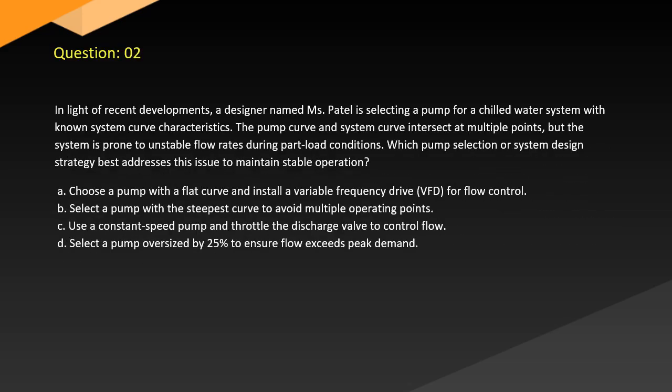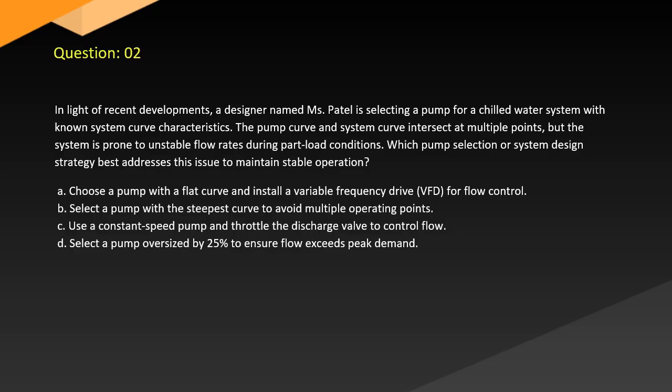Question 2. A designer named Patel is selecting a pump for a chilled water system with known system curve characteristics. The pump curve and system curve intersect at multiple points, but the system is prone to unstable flow rates during part load conditions. Which pump selection or system design strategy best addresses this issue to maintain stable operation?